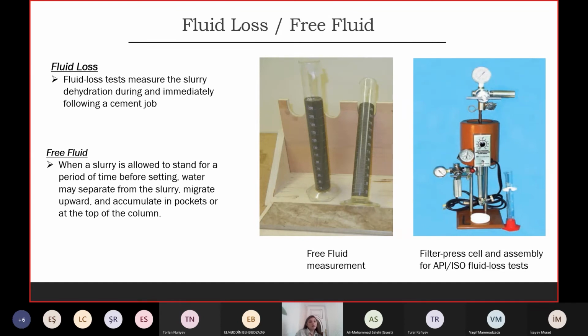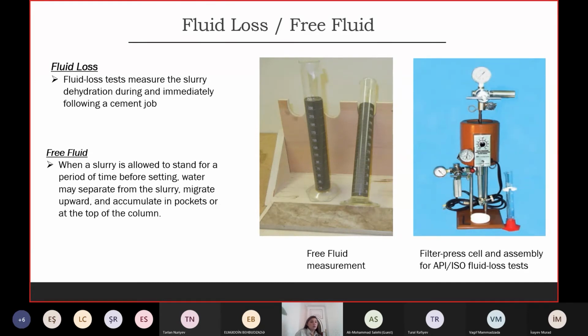Fluid loss is measured under pressure. You can see this filter press cell and the assembly, which follows the API and ISO standards. ISO standards suggest using this tool. So this is pressurized. Nitrogen is used in this tool, and under pressure you press the slurry through special filters, and you wait for 30 minutes. Usually, if you have used any fluid loss control additive, it will take 30 minutes to get some drops, and then you measure these drops and add it to your calculator. This tells you what your fluid loss is.